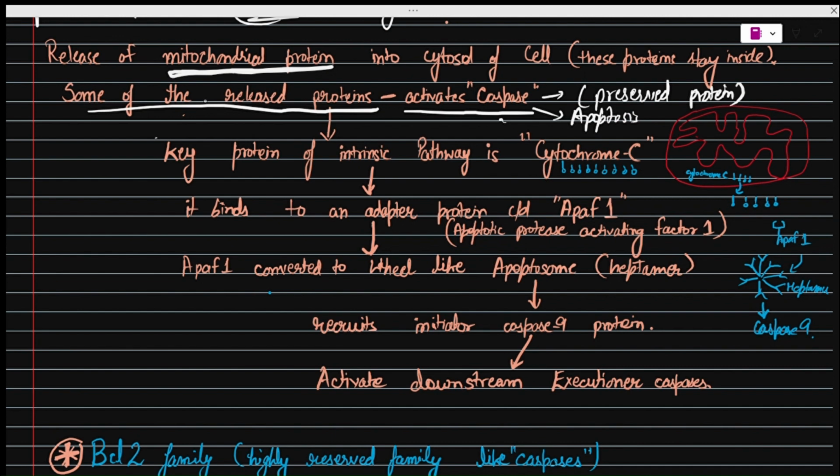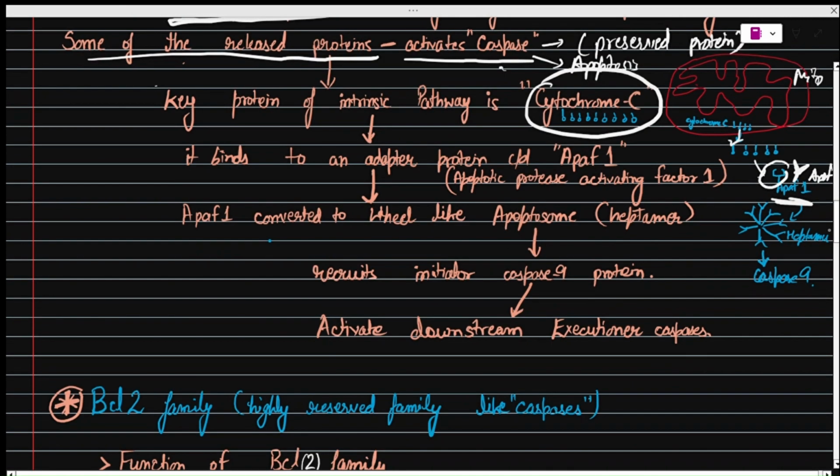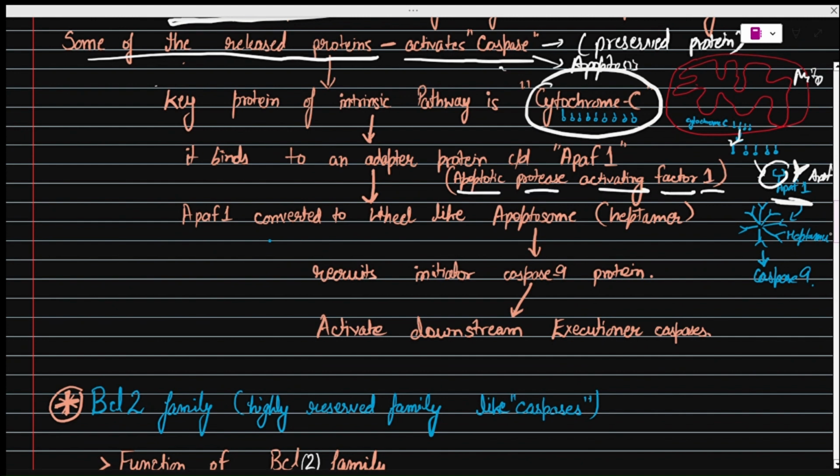So the key protein in the intrinsic pathway is the cytochrome C protein. This is mitochondria, and inside the mitochondria there is cytochrome C, which is released out. This cytochrome C will go and bind to APAF1 protein. I have drawn this APAF1 protein just like an antibody, but don't consider it an antibody. The full form of APAF1 is apoptotic protease activating factor 1. APAF1 is converted into a wheel-like apoptosome. This right here is a heptamer, and we call it the apoptosome.